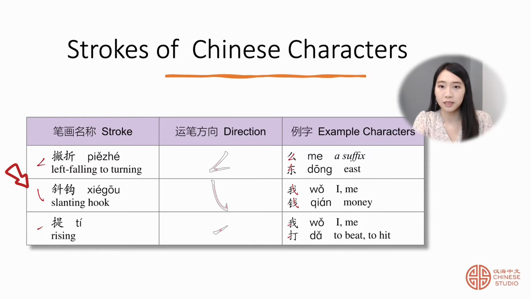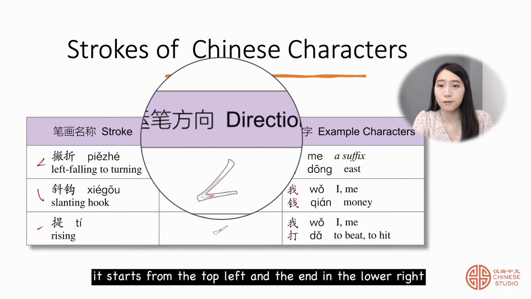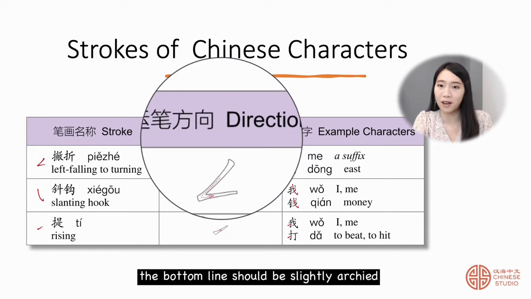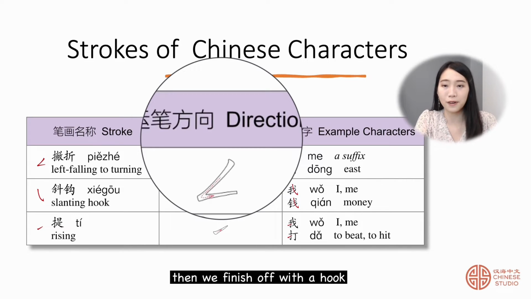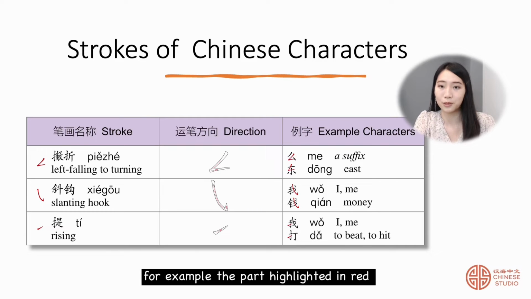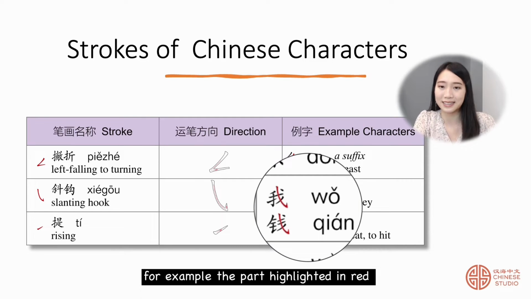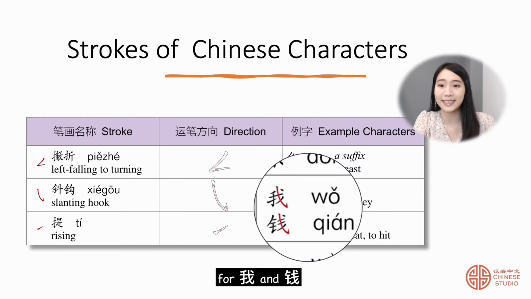斜钩, the slanting hook. It starts from the top left and ends in the lower right. The bottom line should be slightly arched. Then we finish off with a hook. For example, the part highlighted in red for 我 and 前.